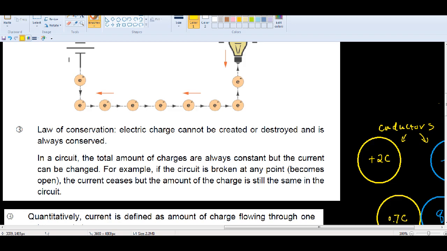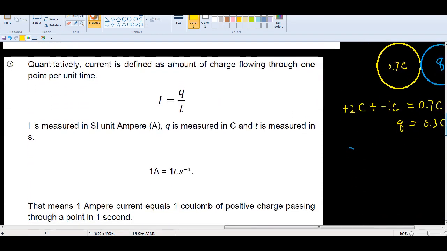Charge is about the fundamental property of each charge carrier, right? But the current is about the flow of charges. You might not have the flow of charges, but the charges are still there. All right. Okay, so that would be the idea.